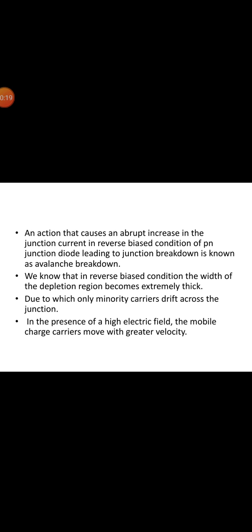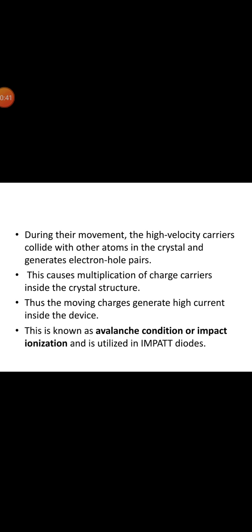An action that causes an abrupt increase in the junction current in the reverse bias condition of a PN junction diode, leading to junction breakdown, is known as the avalanche breakdown. We know that in reverse bias condition, the width of the depletion region becomes extremely thick, due to which only minority carriers drift across the junction. In the presence of a high electric field, the mobile charge carriers move with a greater velocity.